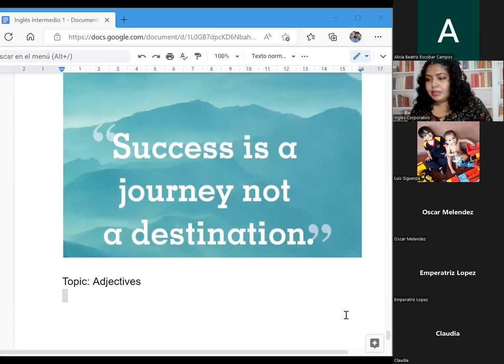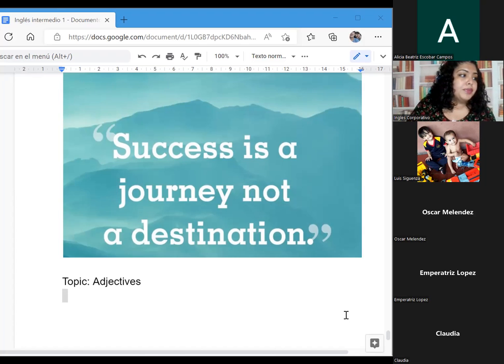So, I was saying that we are going to talk about the adjectives. We are going to learn more information about the adjectives, and we are going to start with the general information that we have about them. The first thing that we need to know is, what is an adjective? This is not the first time that you learn about this topic, but we are going to remember some information about the adjective.